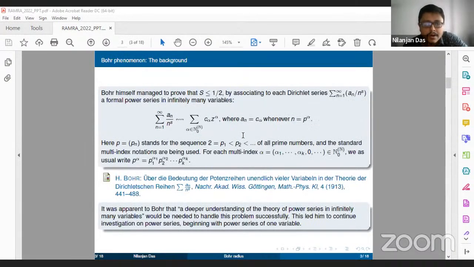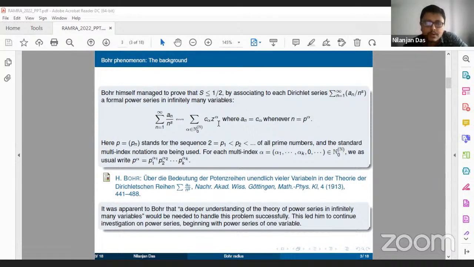What Bohr did, he could only prove that the width of the strip is less than or equal to half. He used a trick: he factored n in terms of primes p1, p2, ..., pk and replaced each prime by a complex variable z1, z2, and so on. So he got, in place of this Dirichlet series, a power series in infinitely many variables z1, z2 and so on, where each term is a product of finitely many zi's.